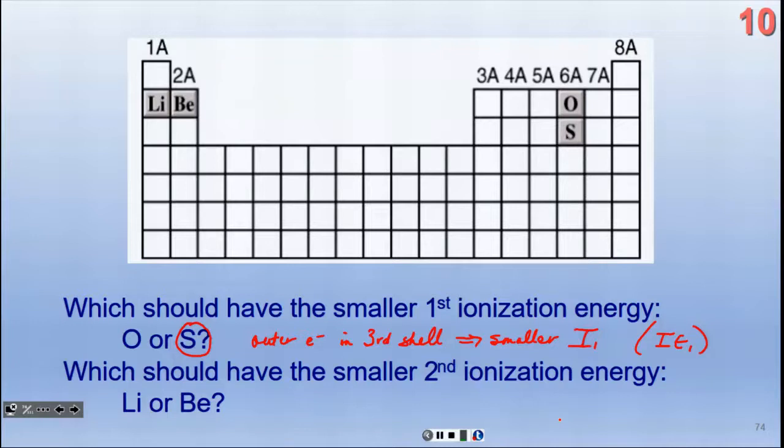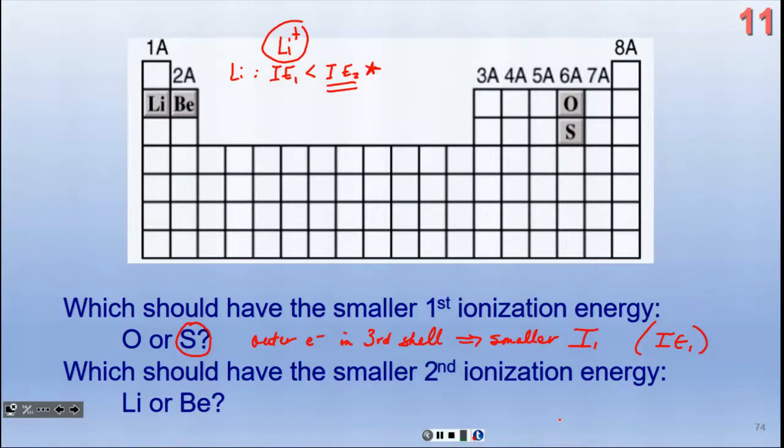So for lithium, first ionization energy is going to be much less than ionization energy 2. Well, that's true for both of them. But which one is going to have a smaller second ionization energy? Which one is easier to remove the second one? Well, remember when you get to lithium as an ion, as lithium ion, that's very stable. So the second ionization energy will be very large for lithium.